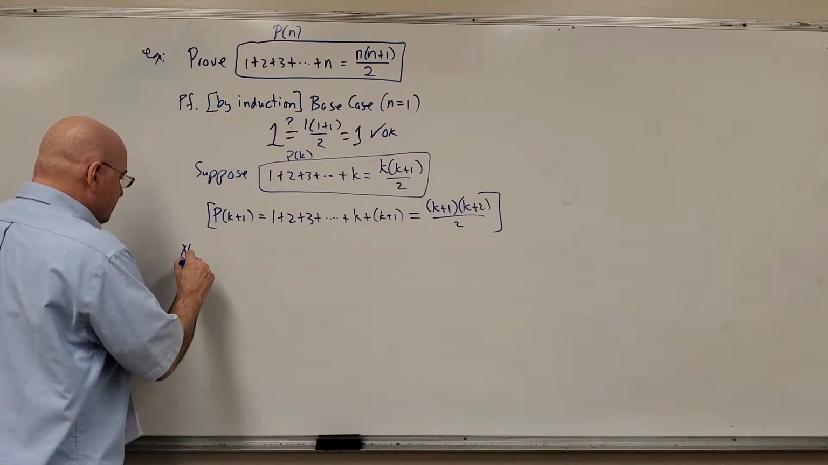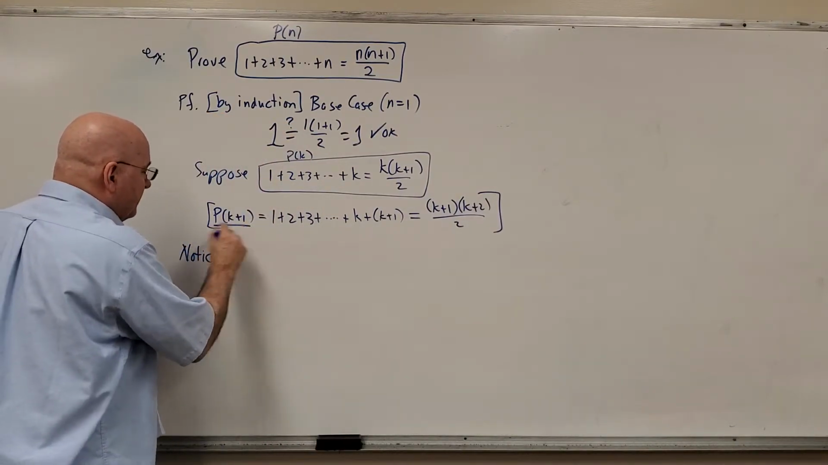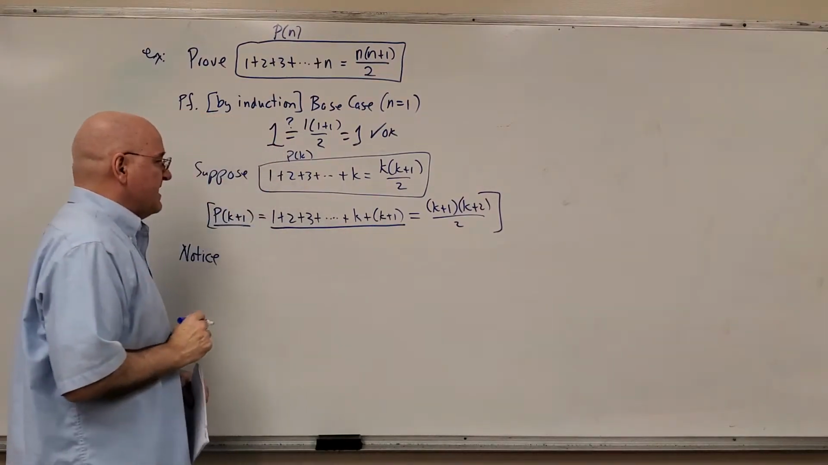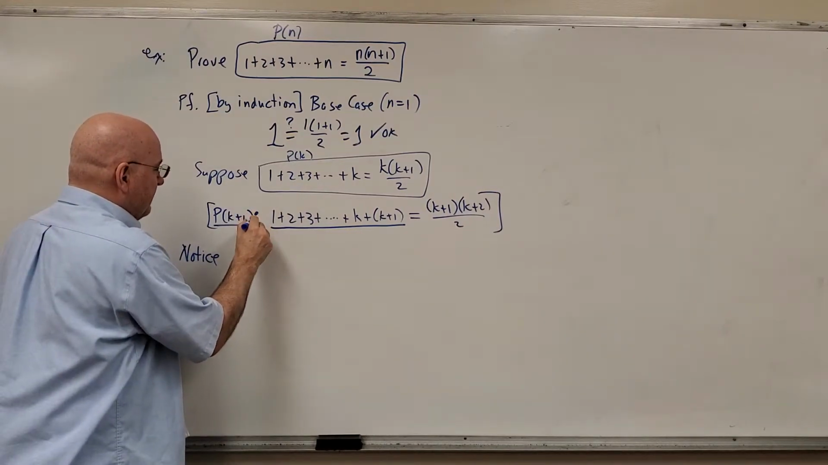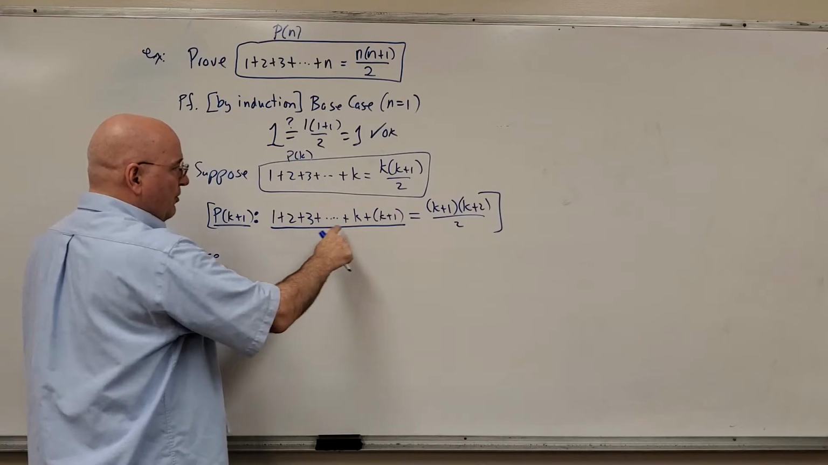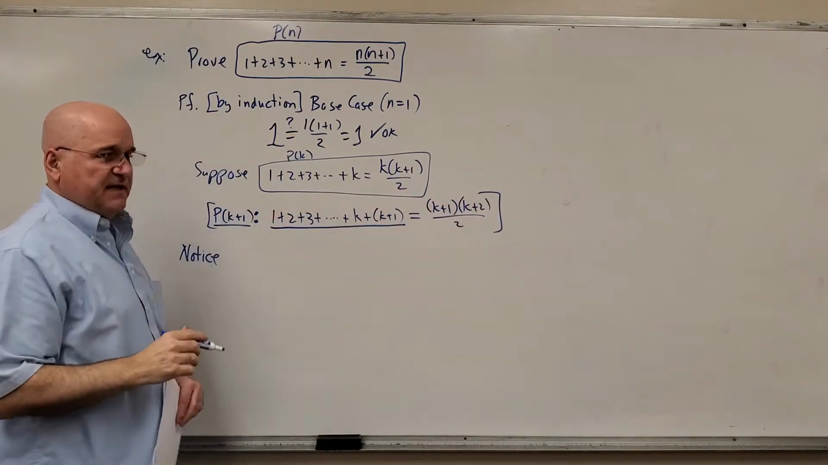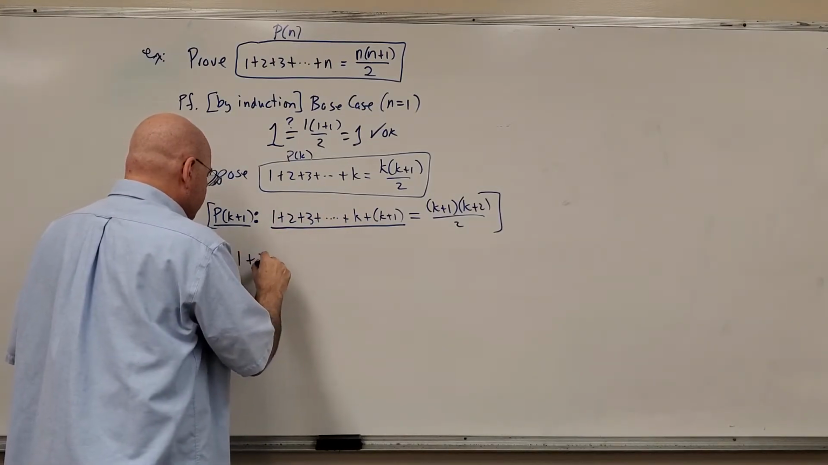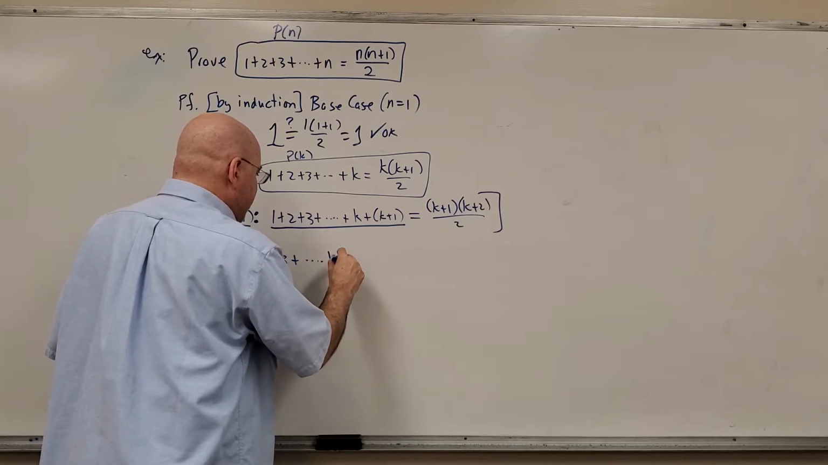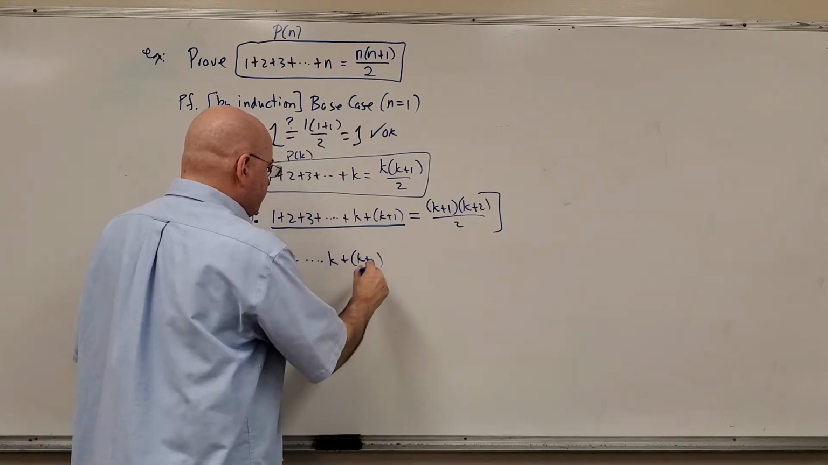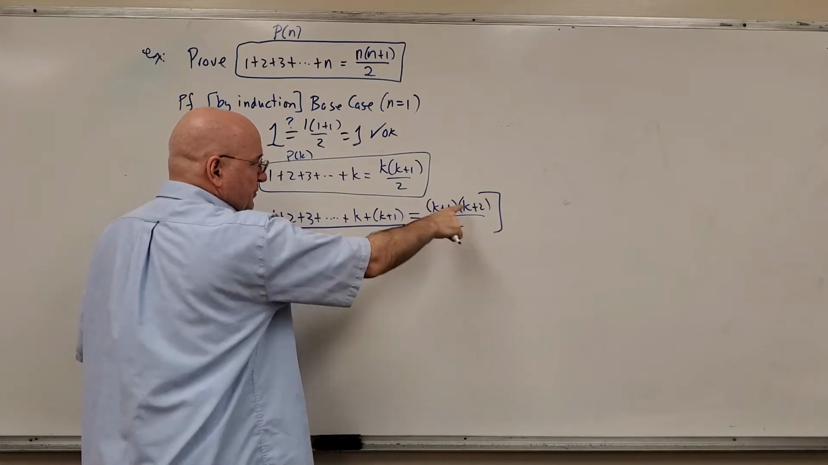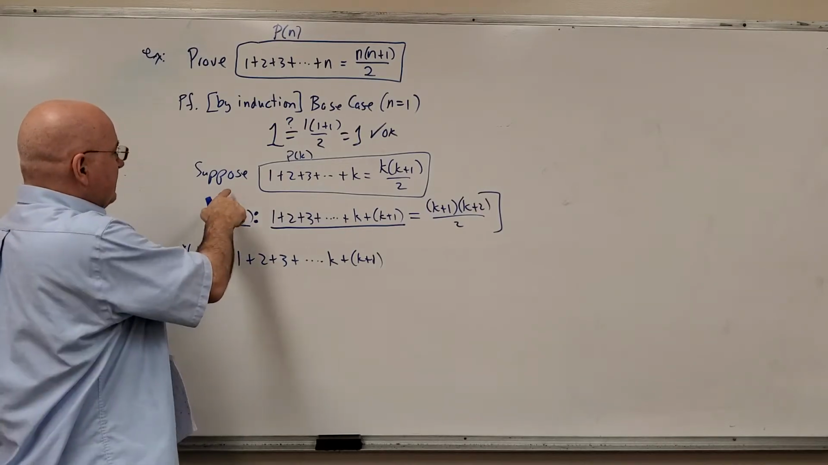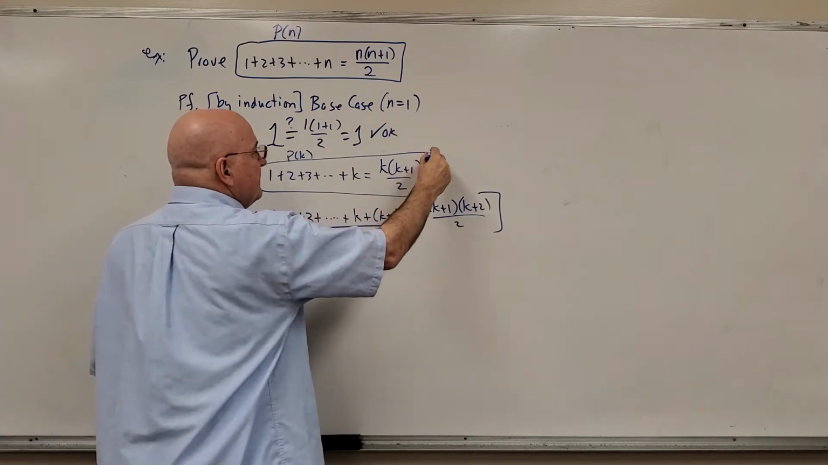So let's notice what we do know about the left-hand side of the statement P_k plus 1. This whole thing right here is the statement P_k plus 1. Notice that this left-hand side is 1 plus 2 plus 3, all the way up to k, and then k plus 1. I can't just write that it equals the right side because we have to prove this. But what do we know about this? Using our induction assumption, we're assuming that this is true.